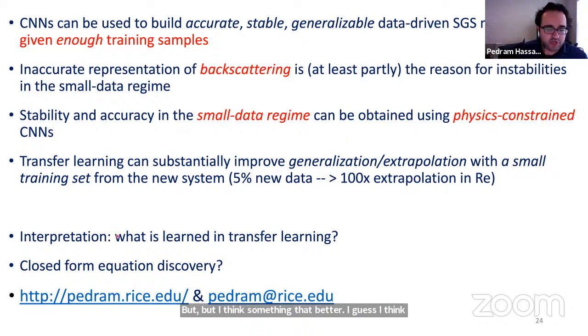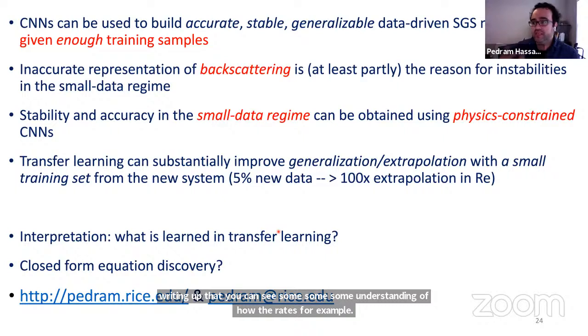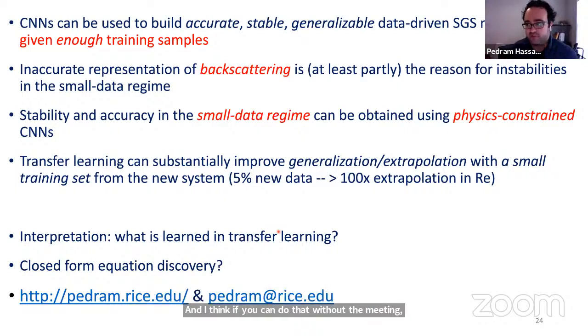Maybe something related to that, what we are doing is trying to understand what happens in transfer learning. Because in transfer learning, you only retrain 1 or 2 layers out of 10 or more. And we have some results about this that we are working on writing up, where you can see some understanding of how the weights, for example, change. And I think if we can do that without needing data from a more complicated system, that can be extremely useful. And maybe some of the methods that you have been working on can be useful for this kind of understanding.